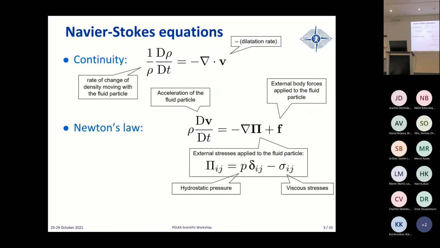Then we have Newton's law, F is equal to m times a. So the mass of a fluid particle times its Lagrangian acceleration is the result of forces being applied to the fluid particle. And those forces are going to be the hydrostatic pressure, the viscous stresses, and body forces, like in this case the gravity field or an electromagnetic field. And if I simply substitute this into that, then I end up with this form for the momentum conservation equation.